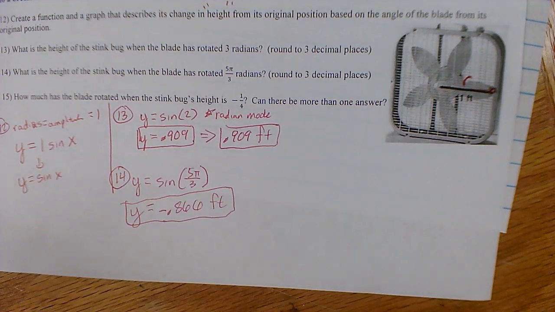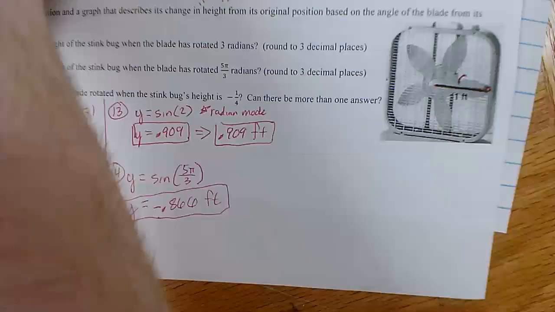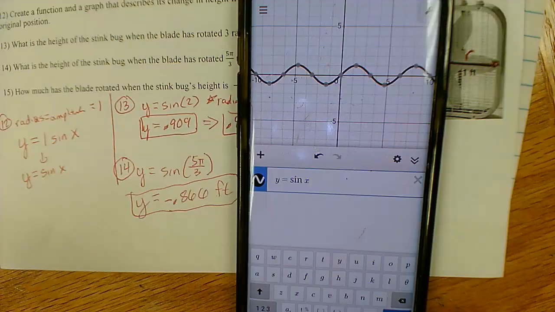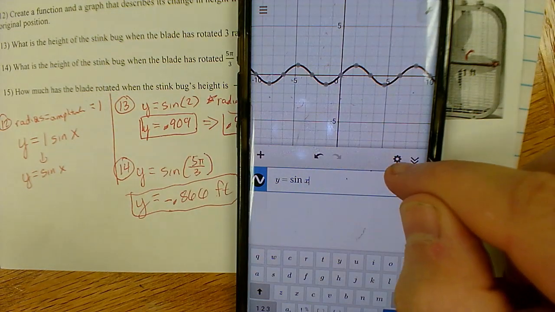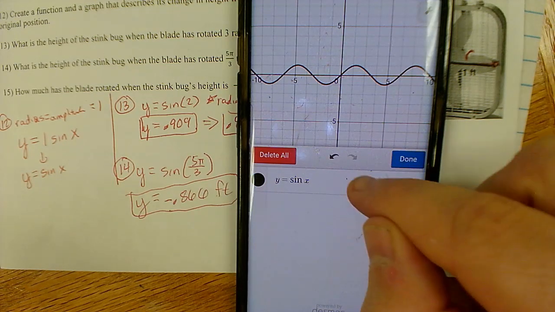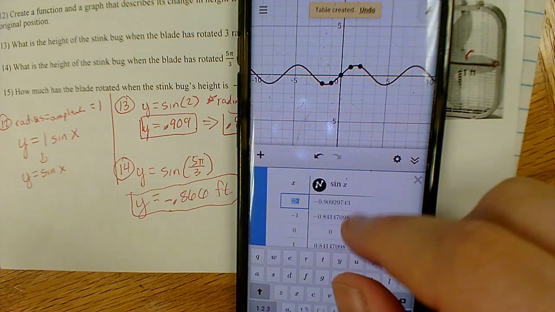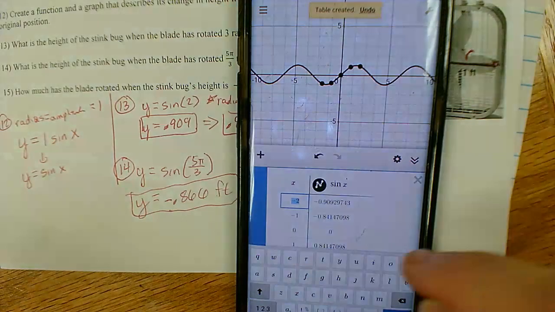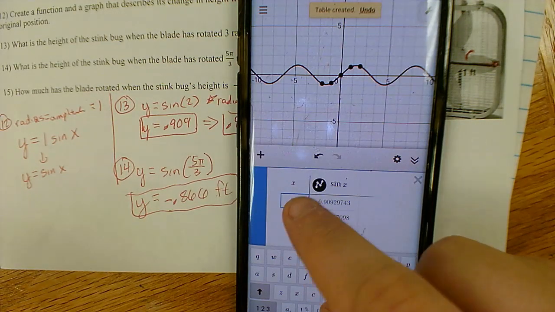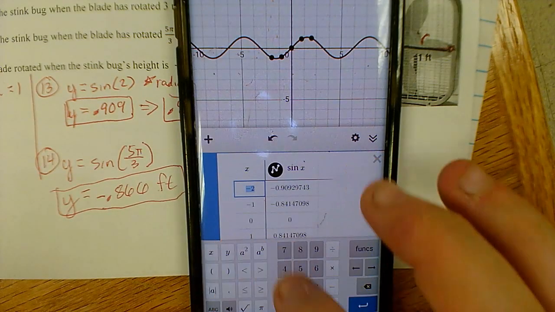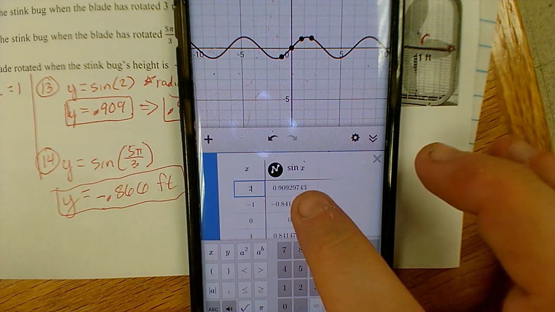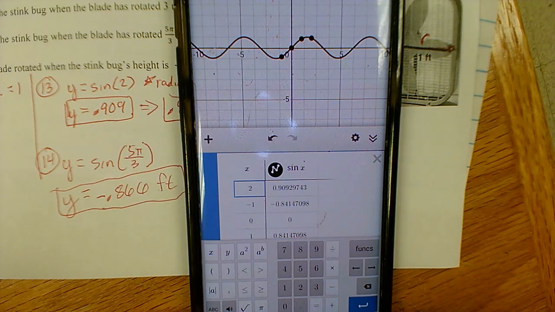So I'm going to type in my function in Desmos. So there's the actual function in Desmos. And instead of typing the numbers each time, what I could do is click on the gear and do a table. And in the table, I can start putting in the values. So let's say I wanted to know what 2 was. I'm going to zoom in a little bit closer. I would just type in 2. And bam, there's the y value, 0.909.